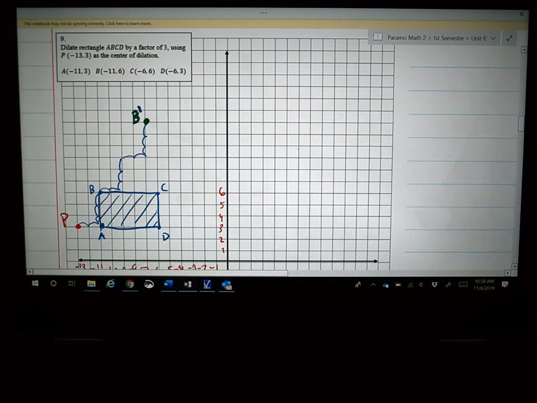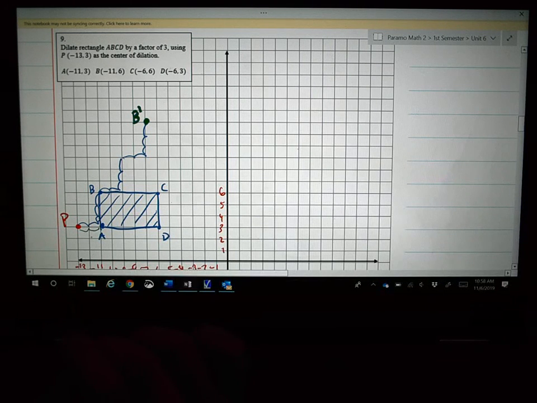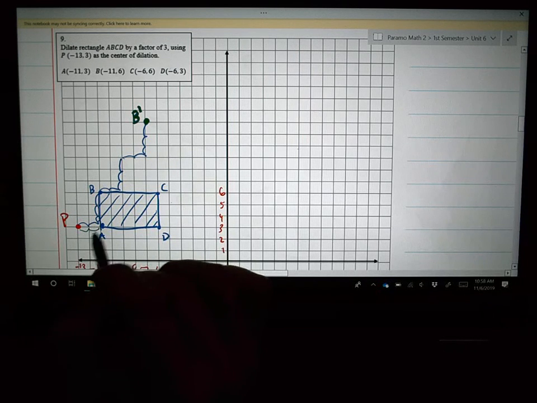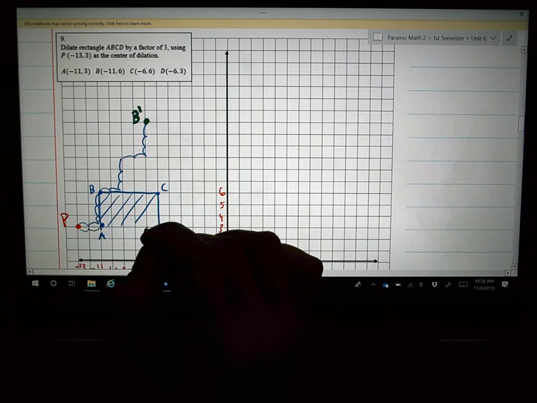If I'm counting the distance from point P to A and it's 2 units, I need a scale factor of 3. That's a scale factor of 1. I need 3 of those. 1, 2, 1, 2, 1, 2. A prime should be right here.